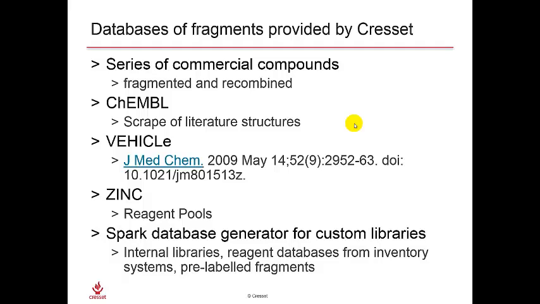We also include fragment databases generated from ChEMBL, which is a scrape of literature sources, Vehicle, based on the Rings of the Future paper from 2009, and ZINC, which gives us our reagent pools. Finally, we have an optional module called the Spark Database Generator, which allows us to create custom fragment libraries from corporate collections, inventory systems, and more.